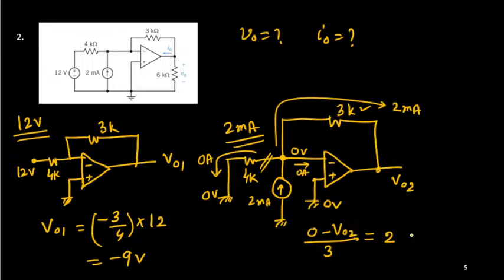Okay, I hope it is correct. Because current through this 3k ohm, this end is 0, this end is V02, so the gap is 0 minus V02, and voltage divided by resistance 3k will give you 2 milliampere. So what is the result? V02 is nothing but minus 6 volt.